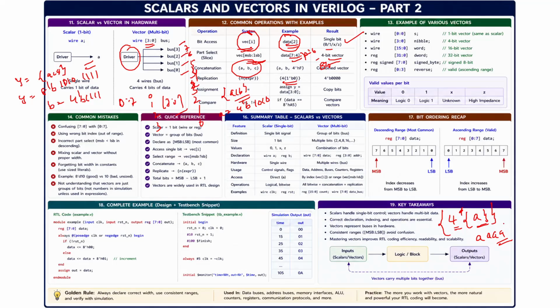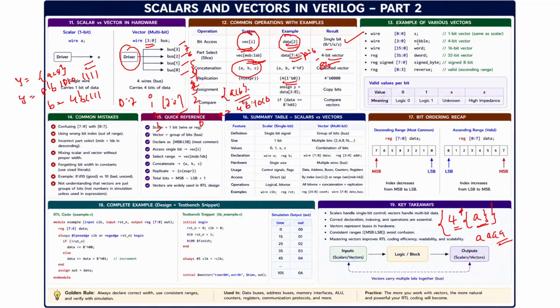Replication means repeating some particular value, which is done by the repetition operator. Suppose you use repeat of 5, that means the same value you are repeating 5 times. Repeat of 10 means you are repeating 10 times.